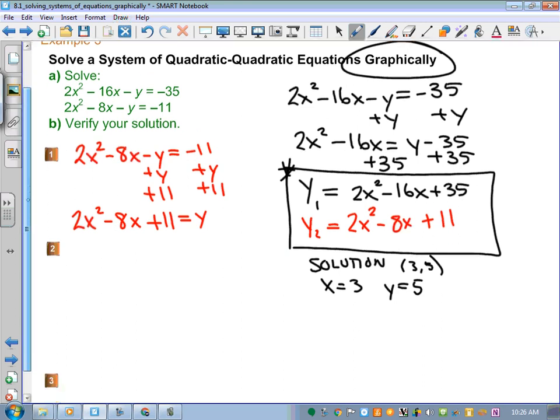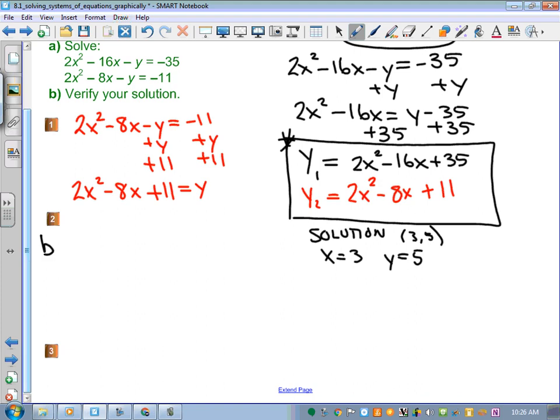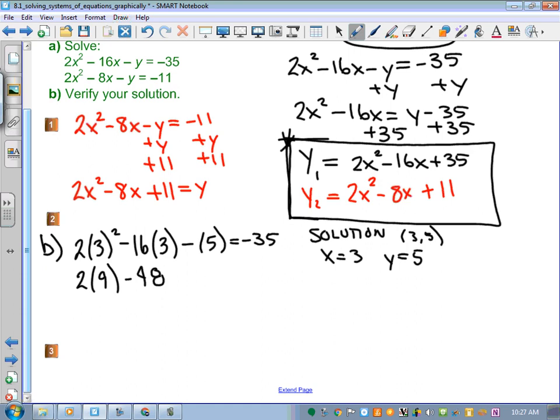To verify this, and I'm going to say this 20 times probably before we're done with chapter 8, you need to use the originals. So although these black boxed equations are wonderful and they're useful in the calculator, we have to go back to the original forms. So I am going to check if 2 times 3 squared minus 16 times 3 minus 5 is equal to negative 35. That's 2 times 9 minus 48 minus 5 is negative 35. So that's 18 minus 53 is negative 35. And we do get that negative 35 is equal to negative 35.